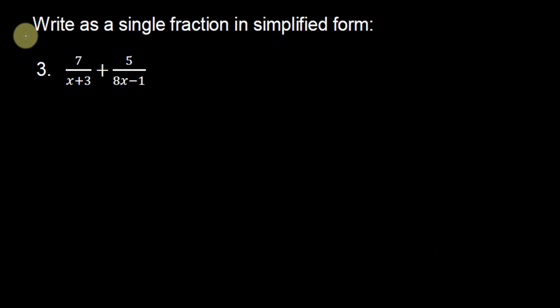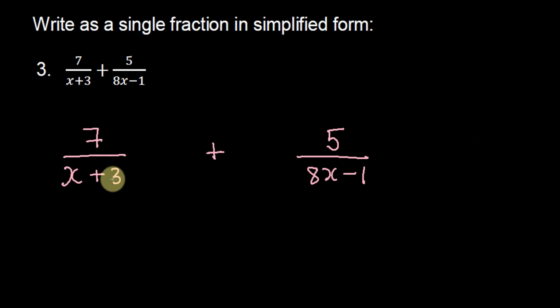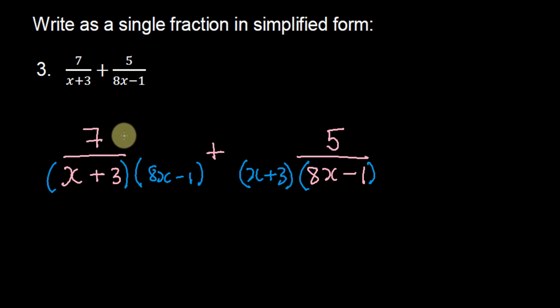In order to add these two fractions, we need to make the denominators the same. So we multiply the first denominator here by the second one. And the denominator in the second fraction, we can multiply by the first one. We must also multiply the numerators. So the 7 here, we're going to multiply by 8x minus 1. And the 5 over here by x plus 3. So whatever we do to the denominators, we must also do to the numerators.